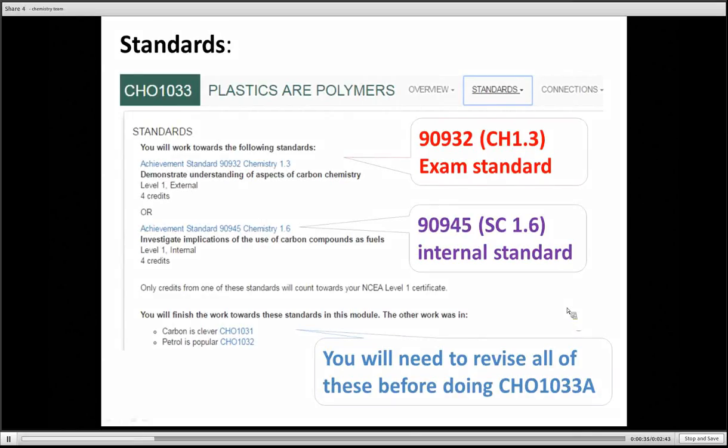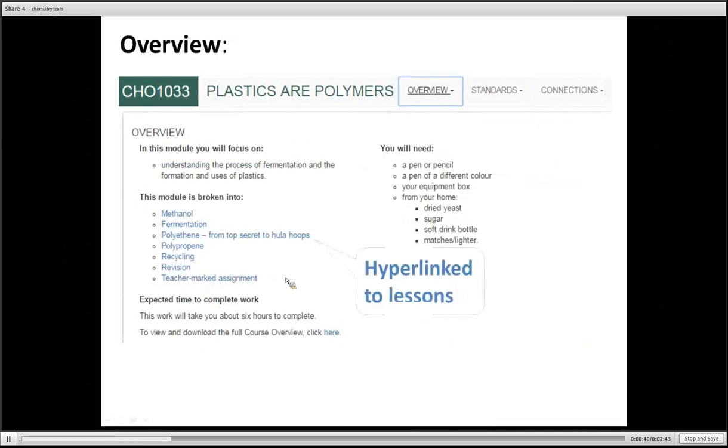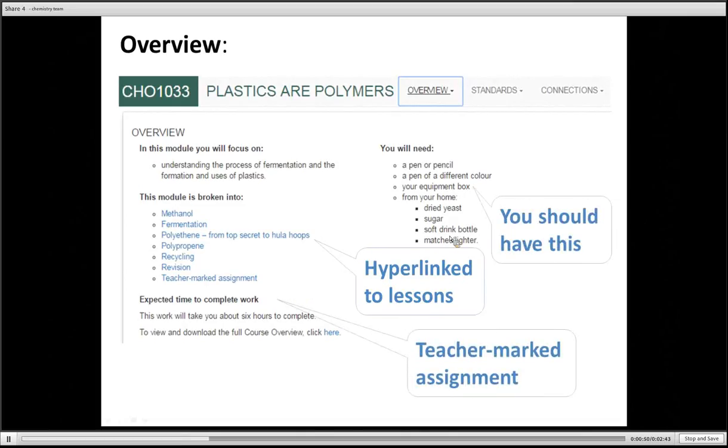for this module. You will find under the overview there all the lessons, they're hyperlinked, and you'll see we're covering methanol, fermentation, which is making ethanol, as well as plastics, which is a key point. And then you do the teacher marked assignment. You should already have the equipment box, and you'll notice there's a number of things you'll need from your home in order to complete all the experiments.